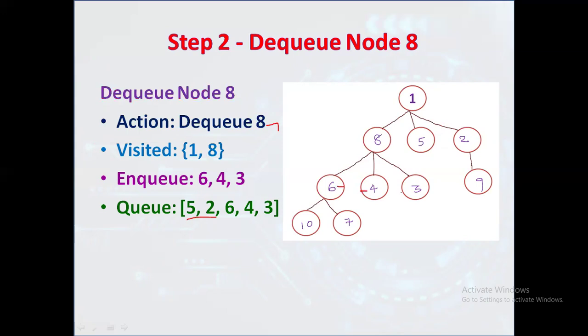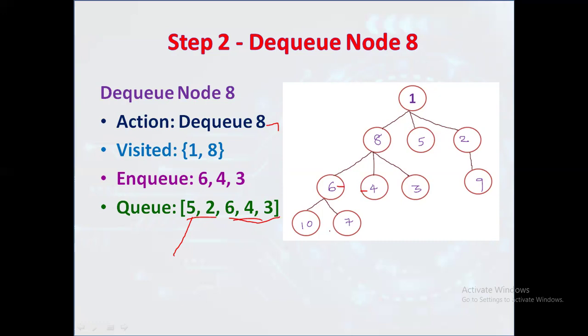6, 4, 3. All you have to remember: if you are dequeuing the value from the queue, you have to start from the left side, and while you are enqueuing the values, you have to write from left to right. So dequeuing should be done on the left side, and while entering values into the queue, you write from left to right, right? So what are all the values available in the queue? 5 2 6 4 3. So we are enqueuing, and the visited node is 8.